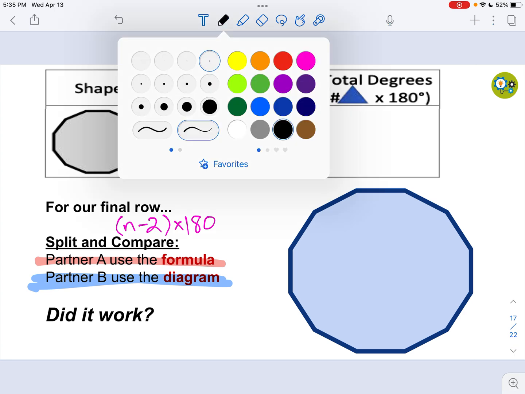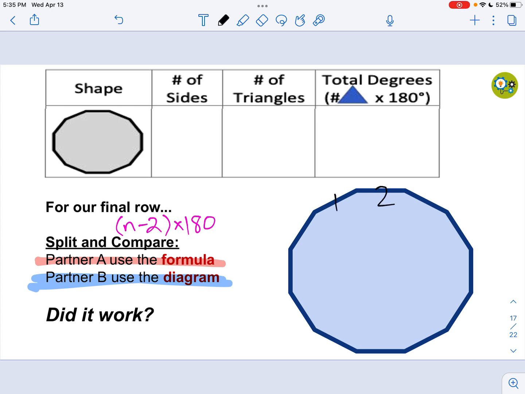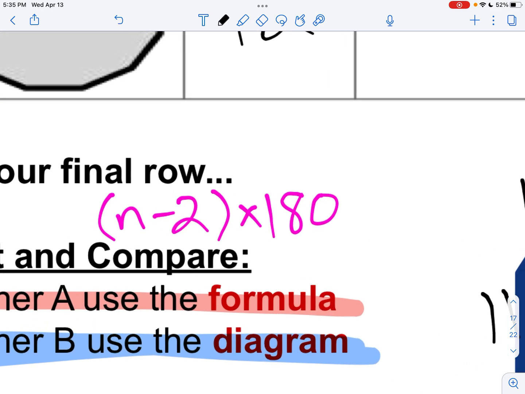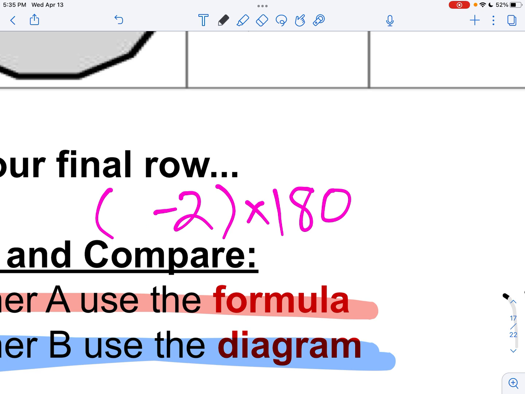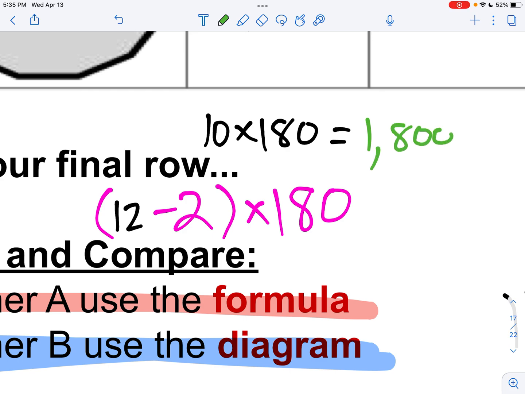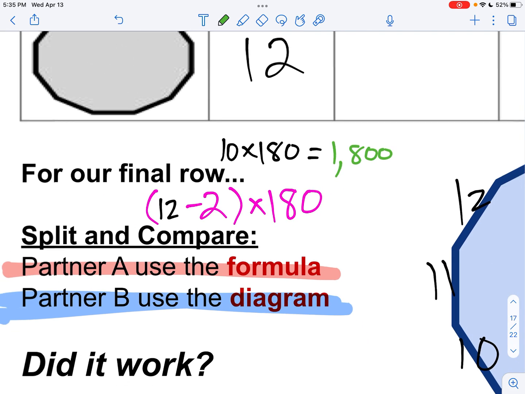All right, let's see if it works. 1, 2, 3, 4, 5, 6, 7, 8, 9, 10, 11, 12. This is a 12-sided shape. It's got 12 sides. So if I'm going to use that formula, instead of N minus 2, I'm going to change it to 12 minus 2. 12 minus 2 is 10. That becomes 10 times 180, which is 1,800. Wowza!